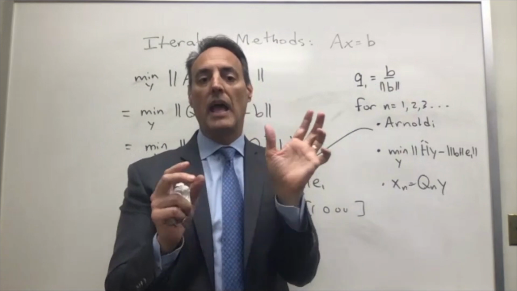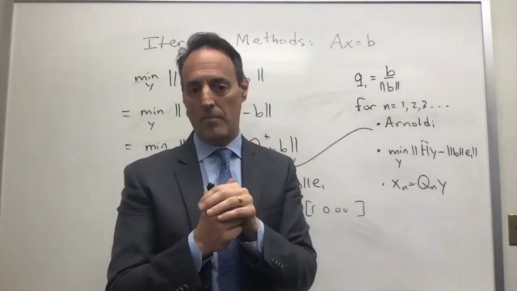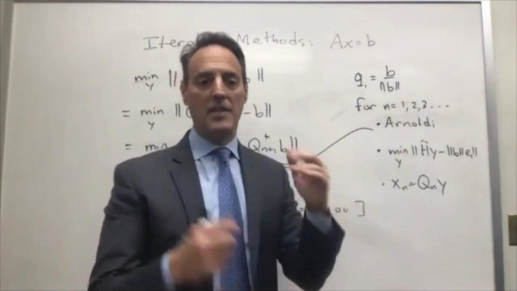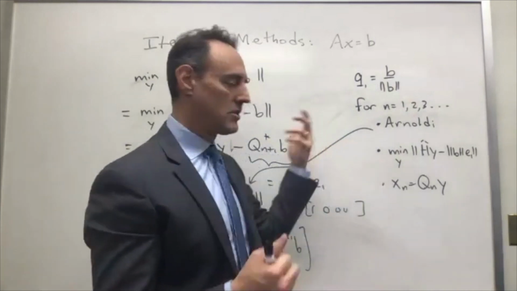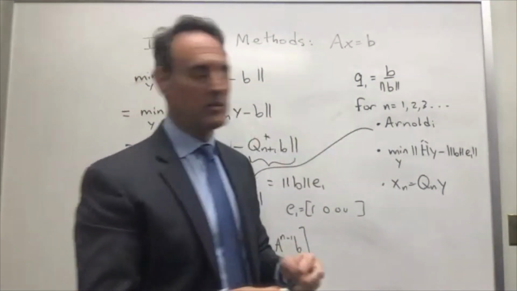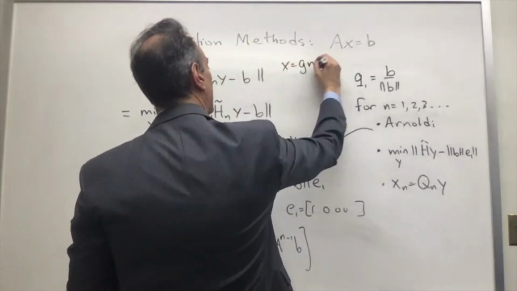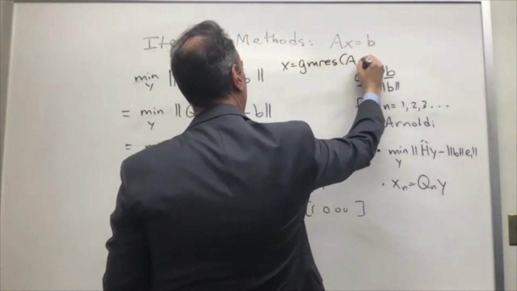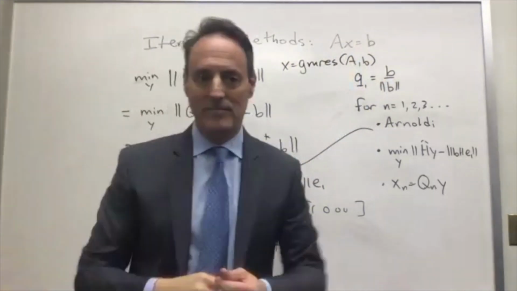And then we'll show you in Matlab how they work. Matlab has all this stuff programmed in. This algorithm's in there. So you can solve a lot of these Ax equals b problems with just one line of code. And here's the line of code. Ready? x equals gmres(A, b). Simple as that.